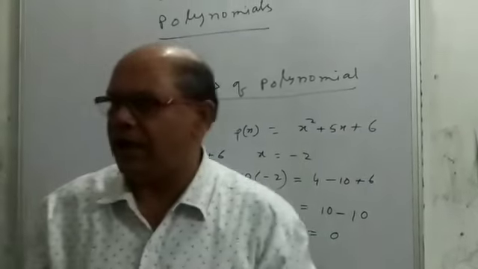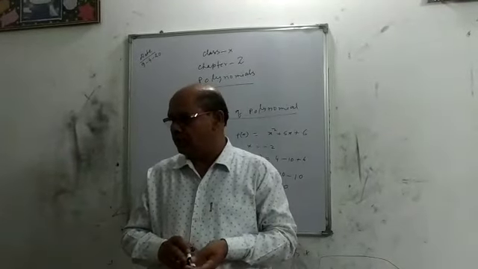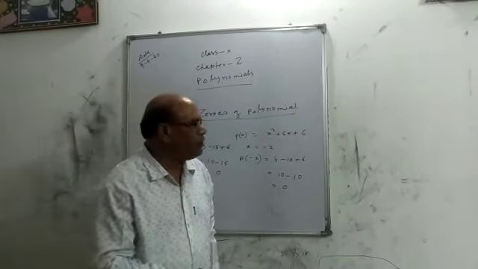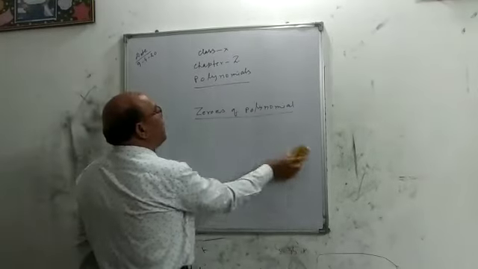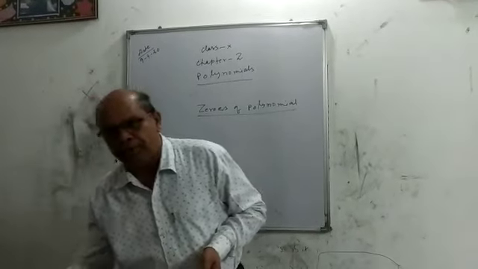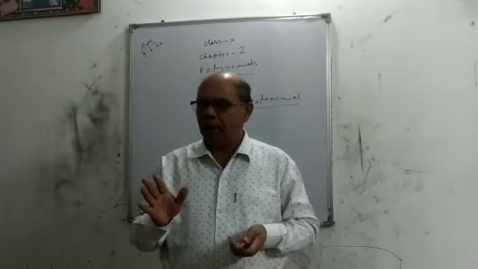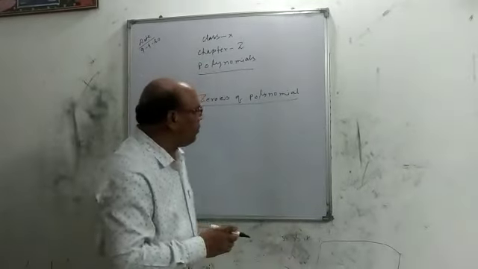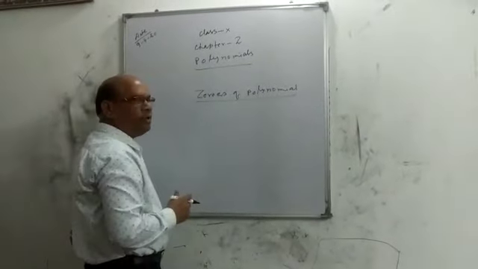Similarly, we can say if it is a cubic polynomial, then there are three zeros. So it is clear that the number of zeros depends on the degree of the polynomial. If the degree is 1, there is 1 zero. If the degree is 2, there are 2 zeros. If the degree is 3, then there are 3 zeros. So we can define that. At last, I have given some examples of the zeros of a polynomial.